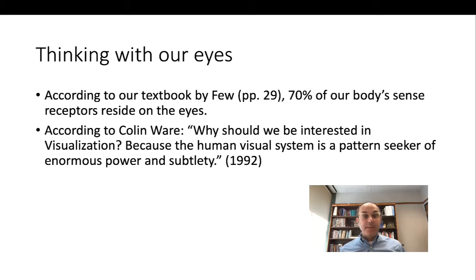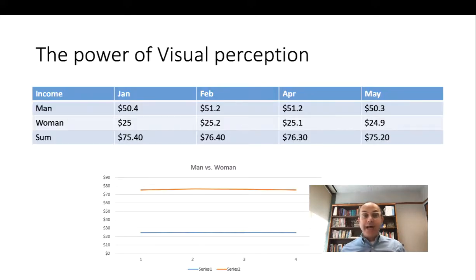Back to our textbook, it says that 70% of our body's senses are captured by our eyes. And according to Colin Ware in 1992, he said, why should we be interested in visualization? Because the human visual system is a pattern seeker of enormous power and subtlety. So the idea here is that visualization is our power.